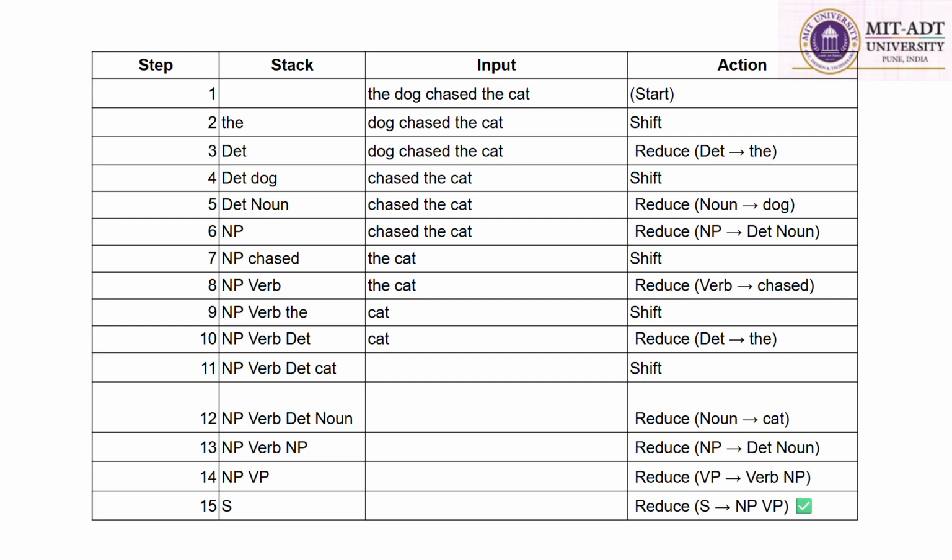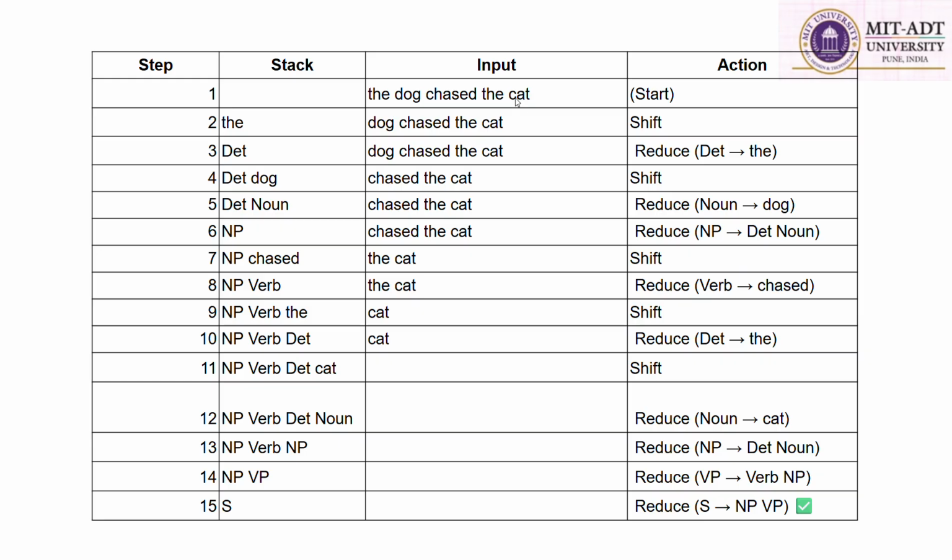Okay. So this is another statement. The dog chased the cat. You started, you shifted. Okay. You shift one by one. And you finally get a success. That is NP verb det cat noun. So NP verb det noun. So you'll be choosing what to reduce. You are choosing to reduce det noun to NP, then verb NP to VP, and then S.